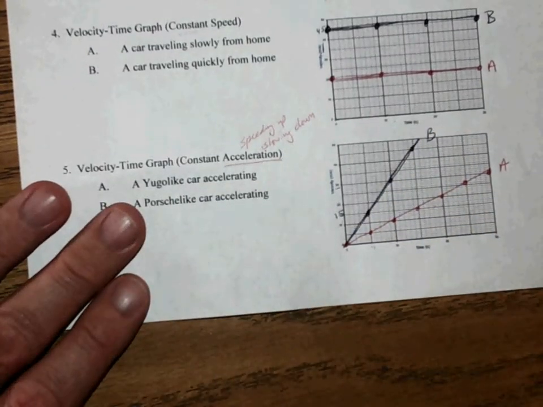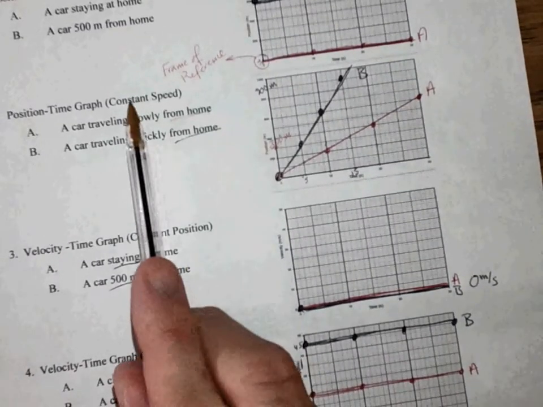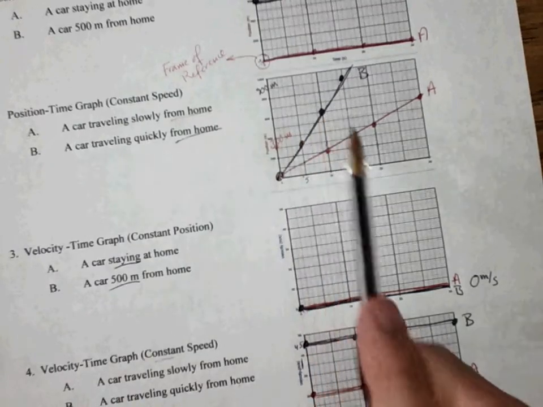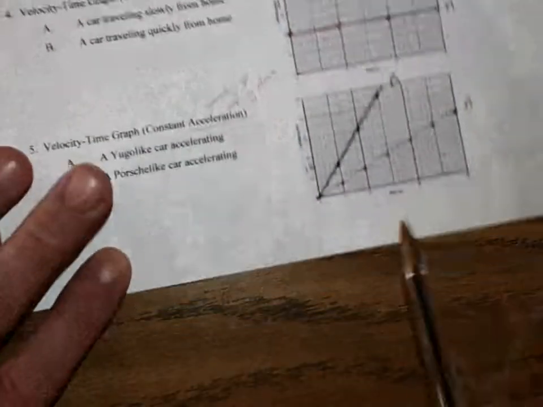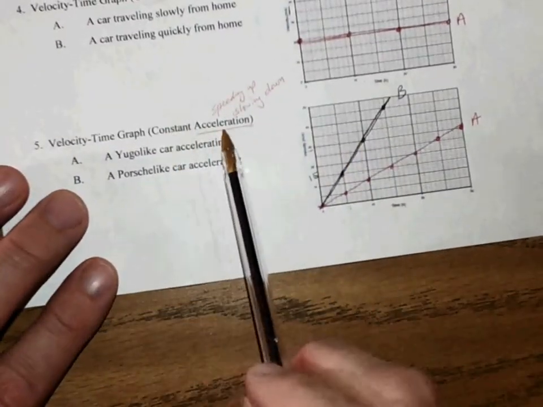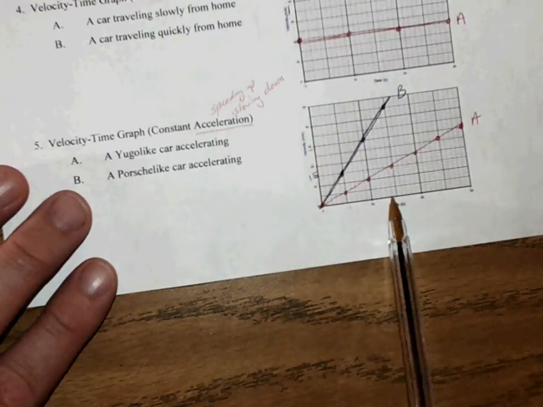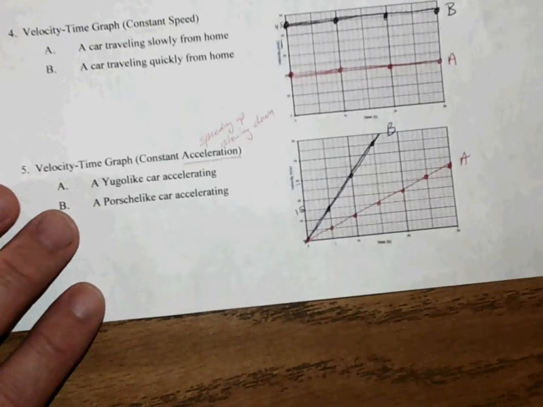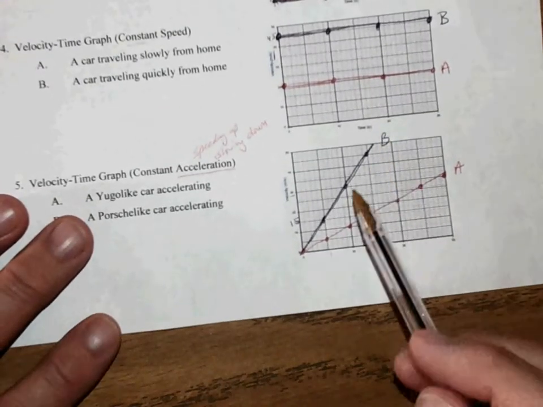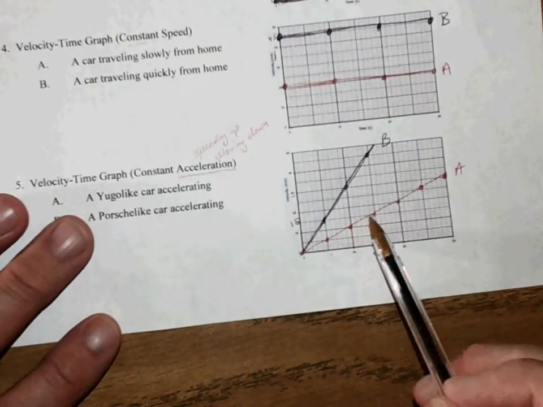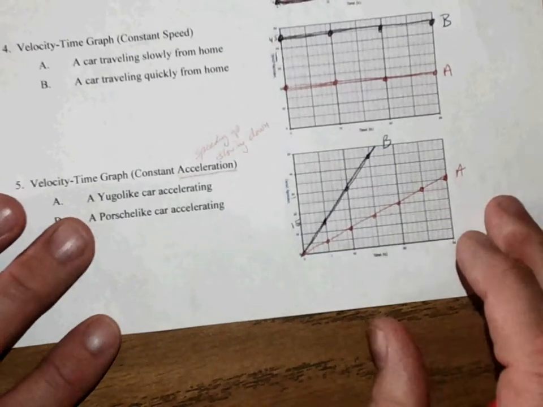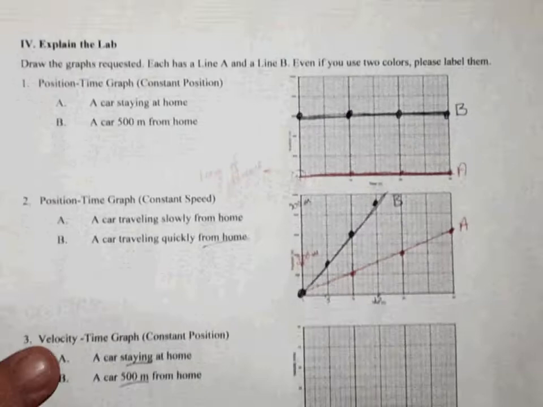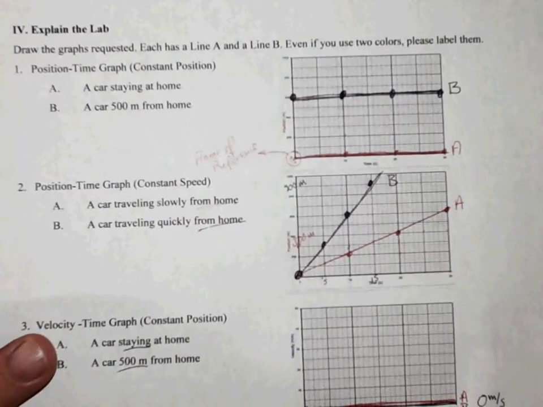All right. Careful, y'all. Constant speed on a position time graph looks a lot like constant acceleration on a velocity time graph. Is it important to know which graph you're working with? Yes. Is it important, if you're having trouble, to look at certain points along the way? Yes. Is it important to go ahead and memorize this page? Yeah, I think so. Okay?